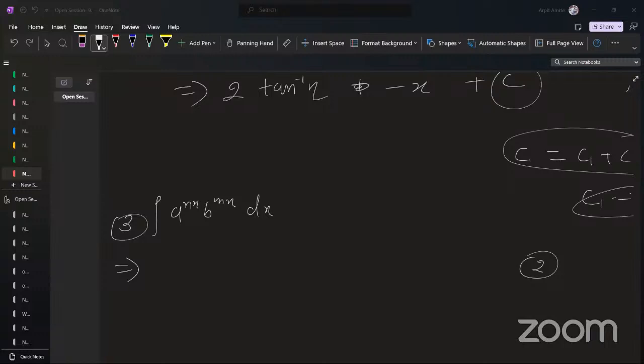Basically, what you have to do? Horizontal line test means it is a one-one function. Sir, here n and m are also constants, right? Yes, m and n are constants, no c.